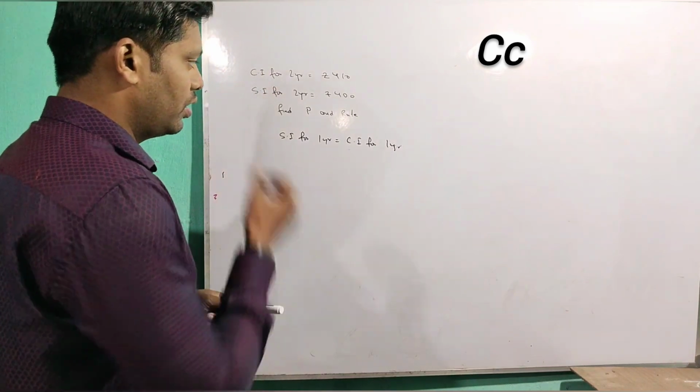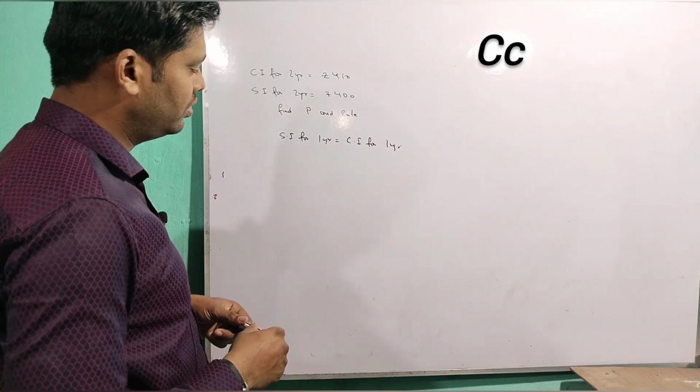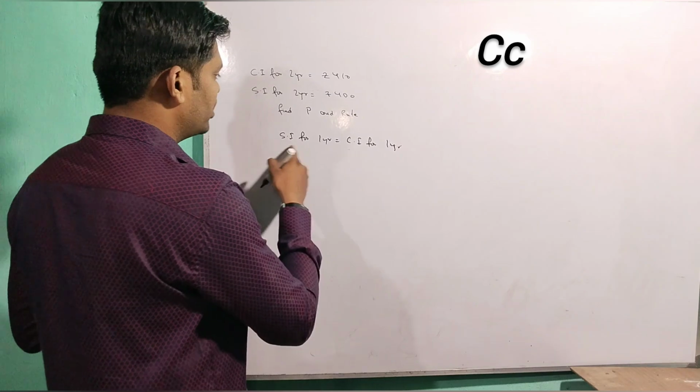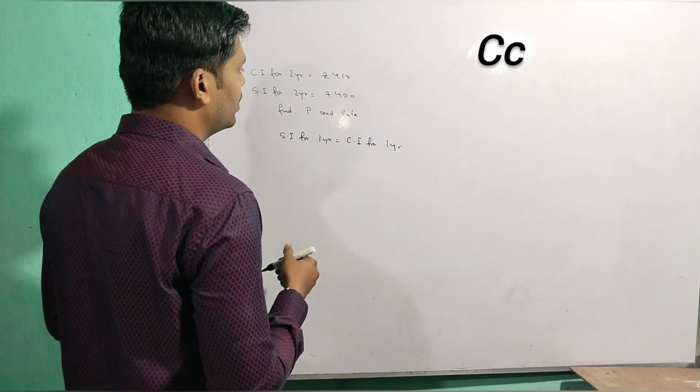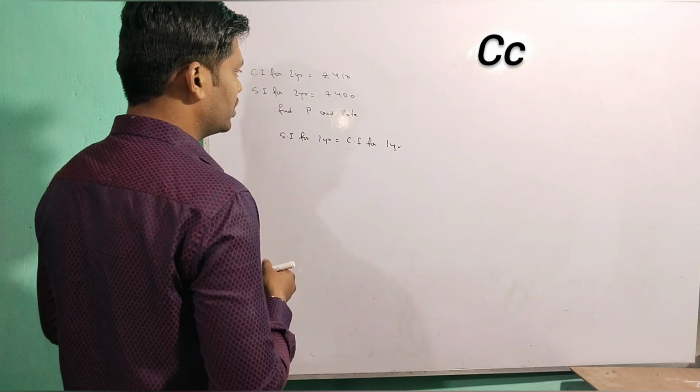Before this, I need to tell you one more thing. Simple interest for 1 year. Simple interest for 2 years is 400. So 1 year will be half of this one.